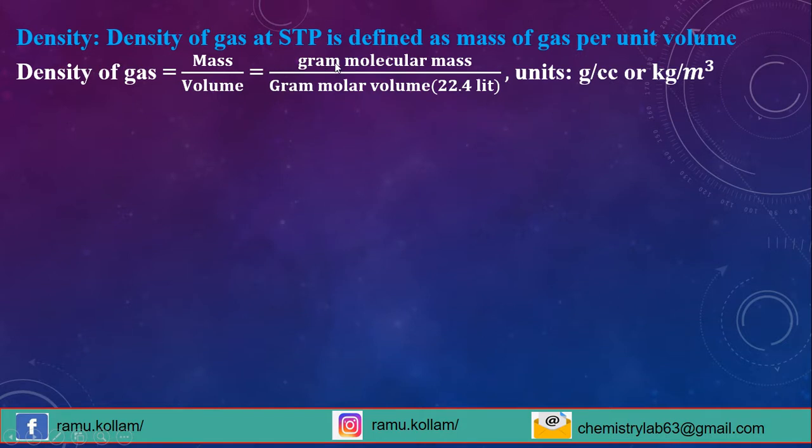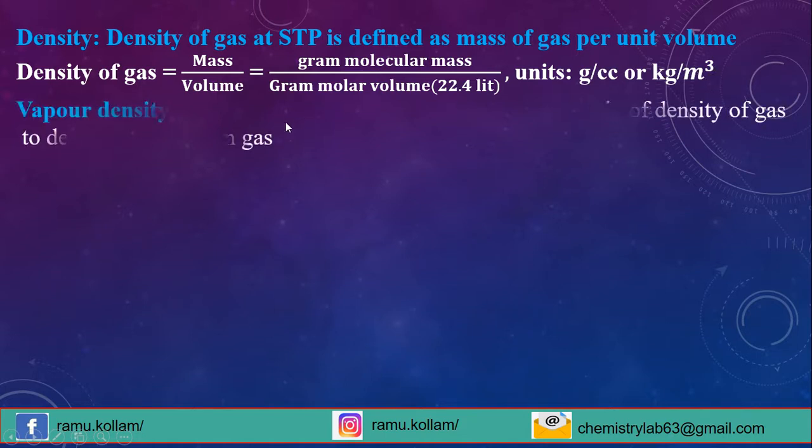That means gram molecular mass by gram molar volume. Gram molar volume according to STP is 22.4 liters. 1 mole of any gas occupies 22.4 liters of volume. The units of density are gram per cubic centimeter or kilogram per meter cube.